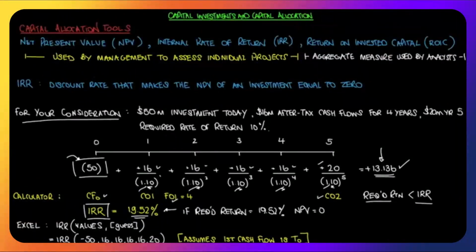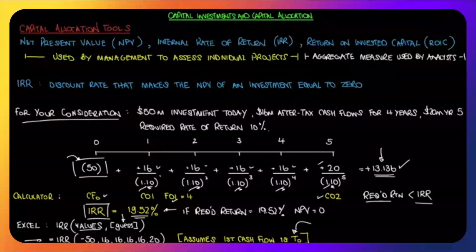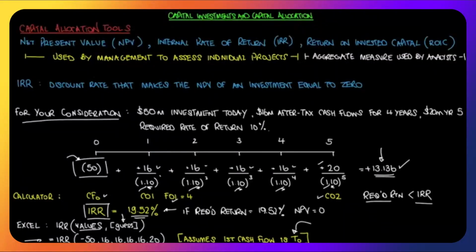Can do it on Excel again. Dead easy. You just put in your values. You can put in a guess to give it a bit of guidance. That is optional, so I would suggest not bothering. We're not doing anything dreadfully complicated here. Really easy. IRR, put in minus 50, 16, 16, 16, 16, and 20. Notice it's now accepted that your first cash flow is T0, so you can just put it in there. And it'll give you an IRR. Again, it will come here to 19.52%.